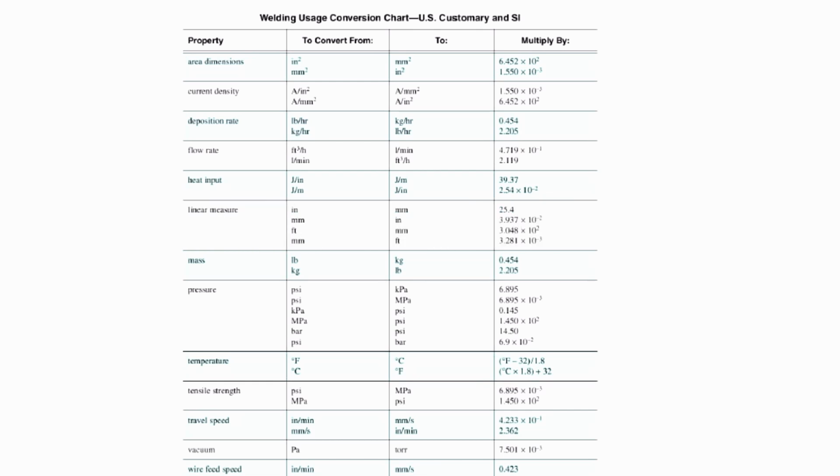The conversion that is normally used in the CWI exam. So these are the common properties that you will need to remember during the exam. The properties that you will normally encounter are the area dimensions, density, deposition rate, flow rate, heat input, linear measure, mass, pressure, temperature, tensile strength, travel speed, vacuum, and wire feed speed. So how will you use this chart?